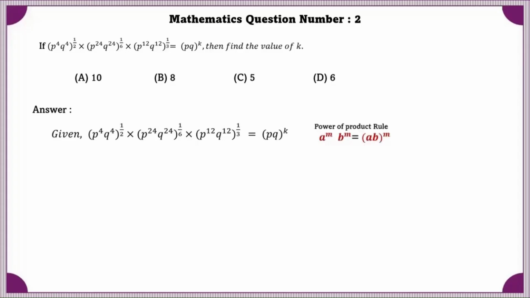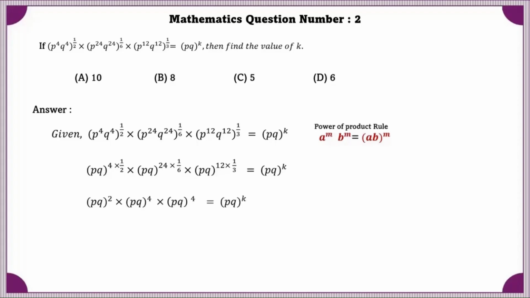First, let us use the power of product rule. Using this, we can take the exponent 4 as common and write it as (pq) to the power 4 into 1/2. Similarly, we can write it for all of the other terms. This makes it easy to simplify as we can reduce the denominator and the numerator. Now we will get (pq) squared into (pq) to the power 4 into (pq) to the power 4, which is equal to (pq) to the power k. Now we will use the product of powers rule, and using this we can add all the powers since the bases are already the same. Now since the bases are the same, powers are equal, so k is equal to 10.